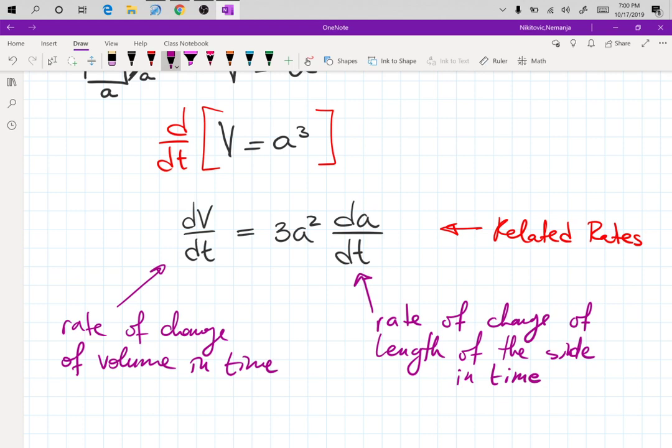So now, what can I measure? I can measure that the length of the side of the ice cube is 1 inch. I can measure that I lost 1/16 of an inch in a minute. Those are rates. You plug them in and you calculate the rate of change of volume, which is how fast or how much volume we are losing for this.